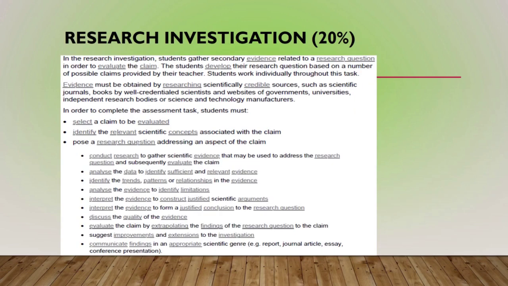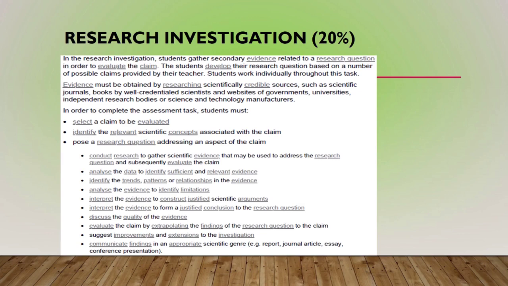The next 20% comes from a research investigation. Once again, the dot points indicate to you the level of cognition required for this and the demands on your workload as well. When we look at a claim, you come up with a research question, and in this one you do not do investigations or experiments in class. You need to research and find secondary data from other sources.